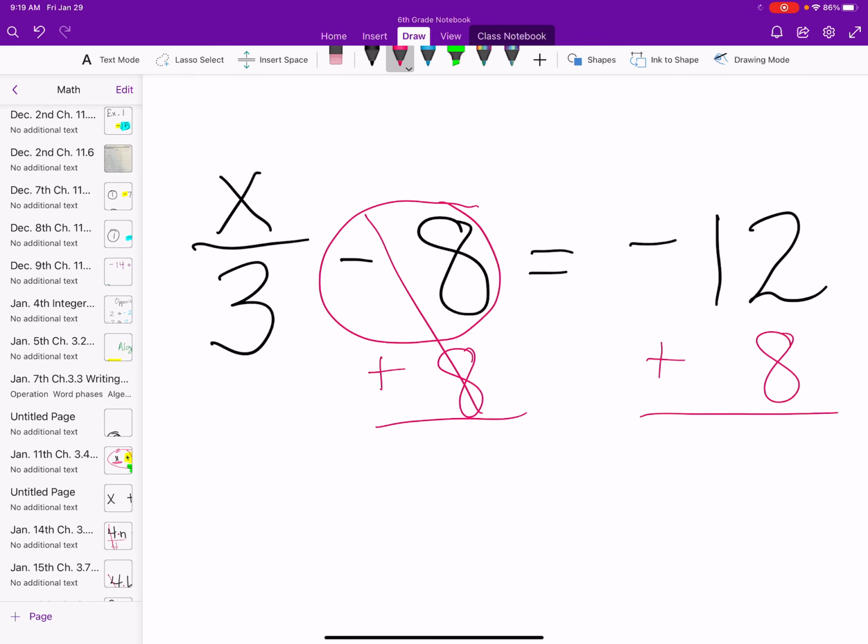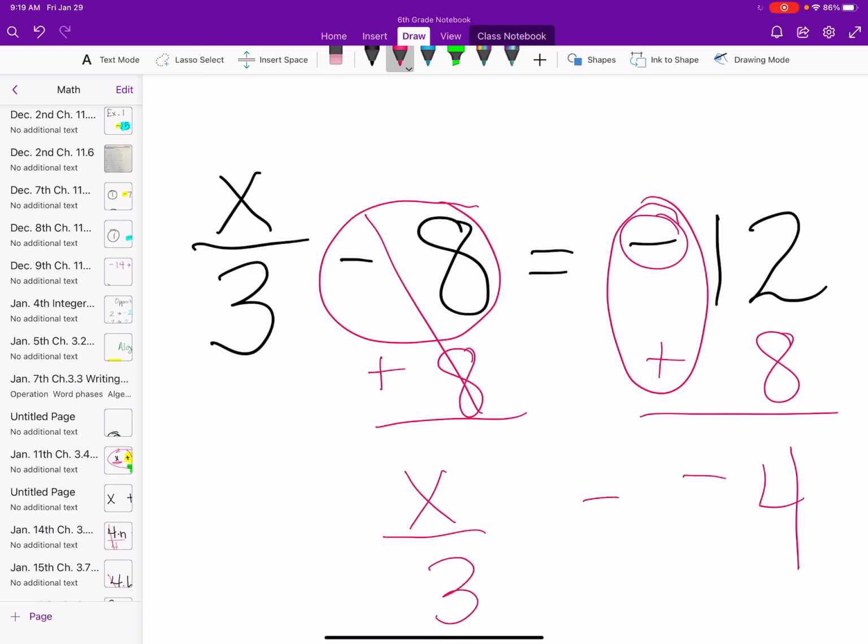So then we have negative 12 and a positive 8. They're opposite signs, meaning we're going to subtract. 12 minus 8 is 4. Our bigger number was 12, and in front of the 12 was a negative sign, so you have negative 4. So x divided by 3 equals negative 4.